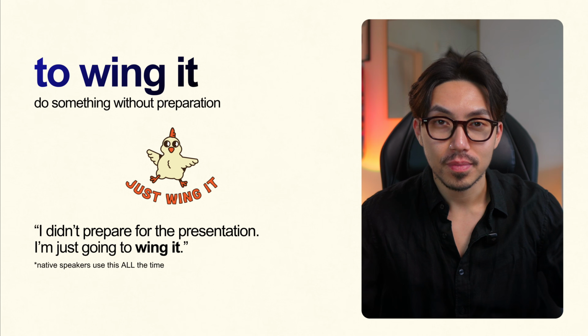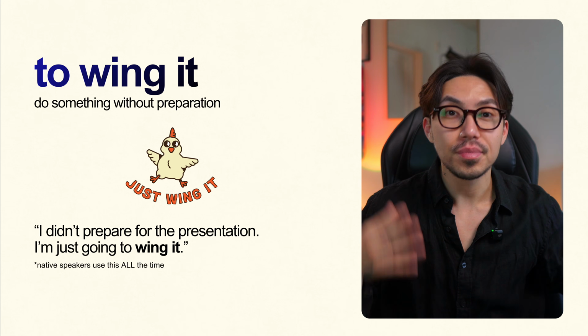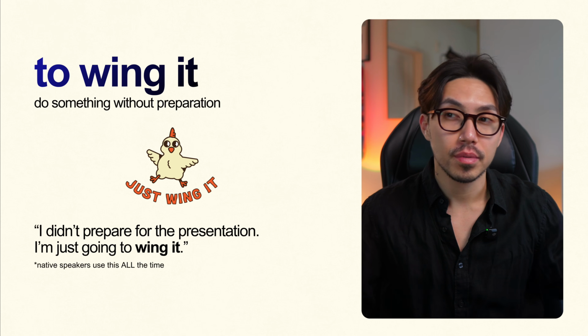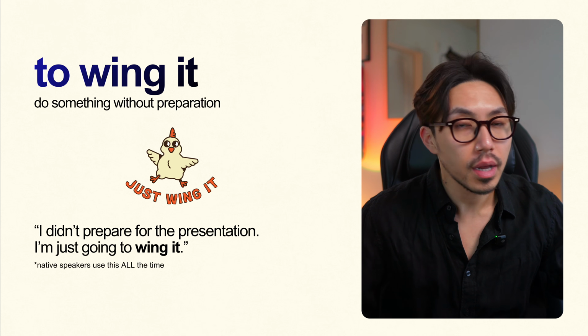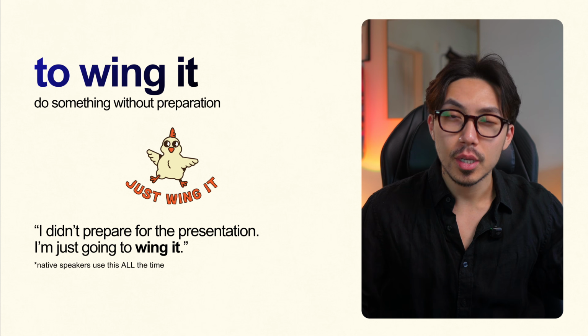And the last one is very fun, because sometimes you just say, whatever, I don't care. I'm not gonna prepare. I'm just gonna get there and improvise. For that, we can say to wing it. Wing, like wing. Wing it. Let's just wing it. I didn't prepare for my presentation. I'm just gonna wing it. Not a good idea, maybe for that, but you know what I mean.